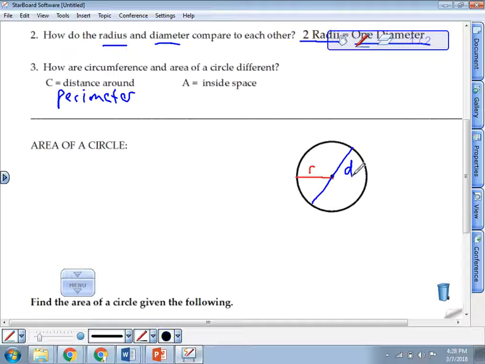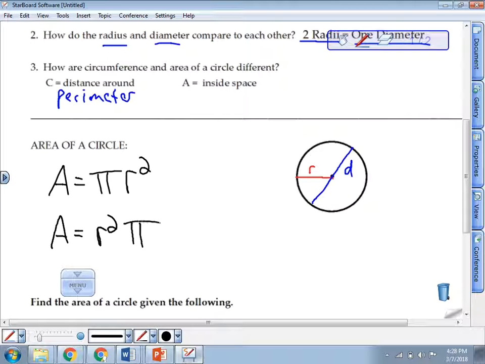Now, how do you find area? Area equals, now most people write it as pi r squared. How I like to do it is I like to write it as area equals radius squared, then times pi. Just order of operations. A lot of people mess that up. So you will hear me referring to it as radius squared times pi.